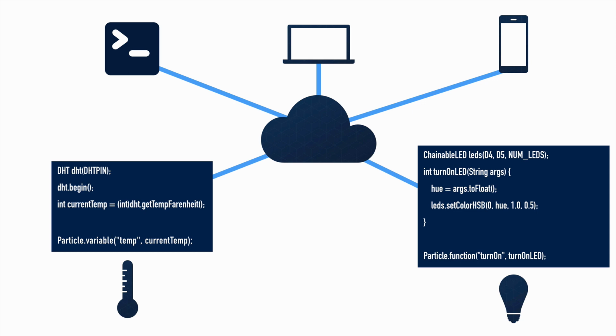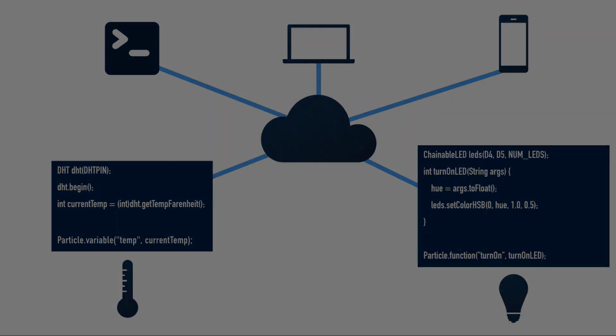Let's look at an example of each primitive. We'll create a variable to read the latest temperature from a Grove temperature and humidity sensor and read it from the Particle Console and CLI. Then we'll do the same with a function that turns on a Grove connected RGB LED.